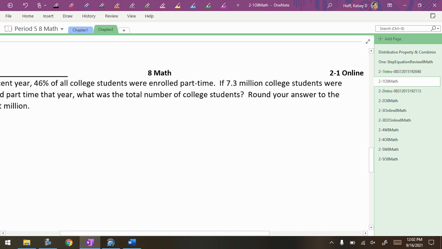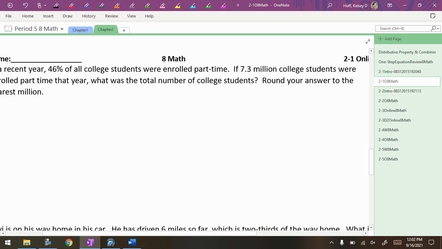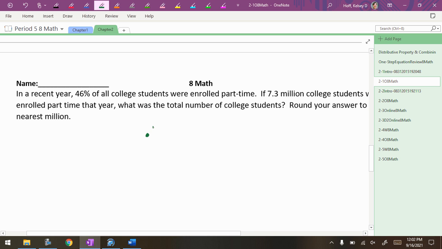On the back, who can write the equation to represent this problem for me? Chris. 0.46x equals 7.3. Agree or disagree? 100%. 46% times the number of college students was actually the same as 7.3 million. Keep going. What are you going to do now? Okay. X equals, you get like 15.8, blah, blah, blah, tons of numbers, right? What's your answer?